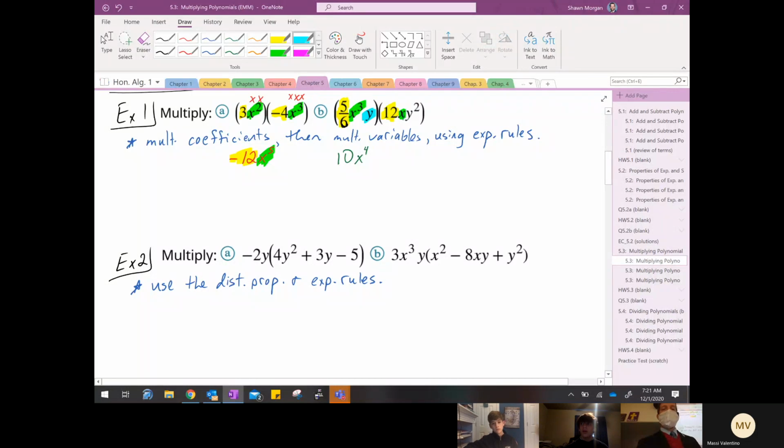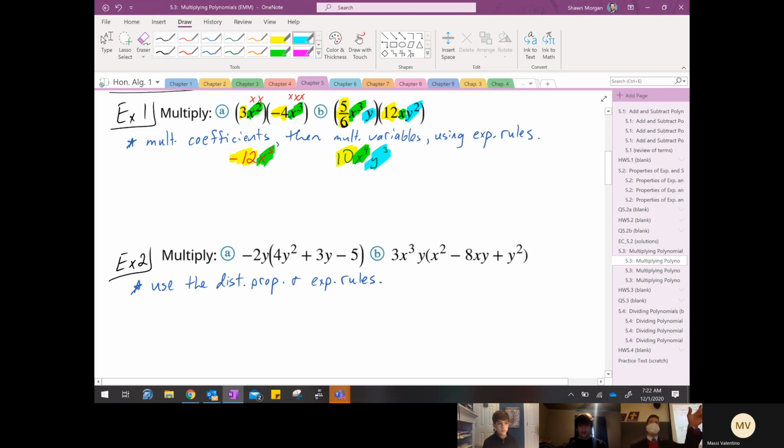And then last but not least, we got y times y squared, which Alex is going to tell us is y to the 3rd power. Very good. And again, just kind of color coding it. The 10 came from the coefficient multiplication. The x to the 4th came from those two x factors. And then the y to the 3rd came from those two y factors. So real straightforward look at multiplying.